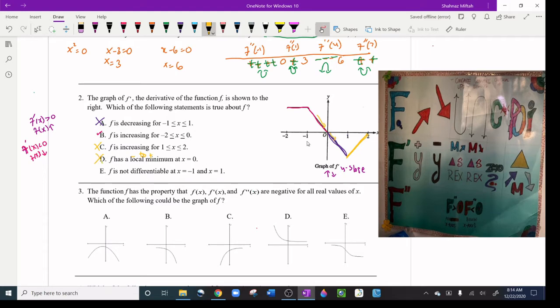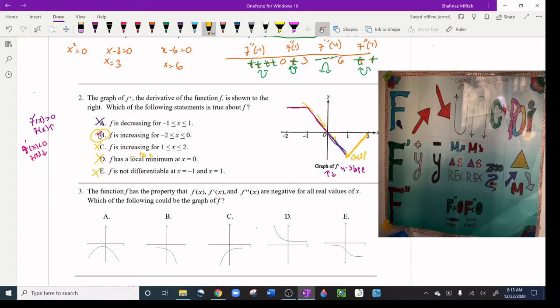F is not differentiable at x equals -1 and x equals 1. It is not differentiable at 1 because it's a cusp, that's true. But at -1, it is differentiable. I'm going to make a negative slope right there. So that is wrong. It is differentiable at -1, but it is not differentiable at the cusp, which is 1. So the answer is B in here.